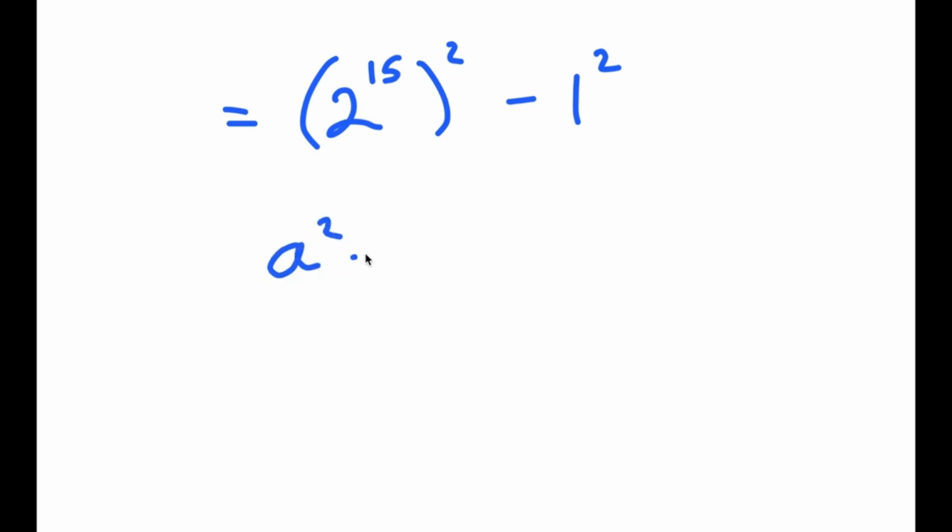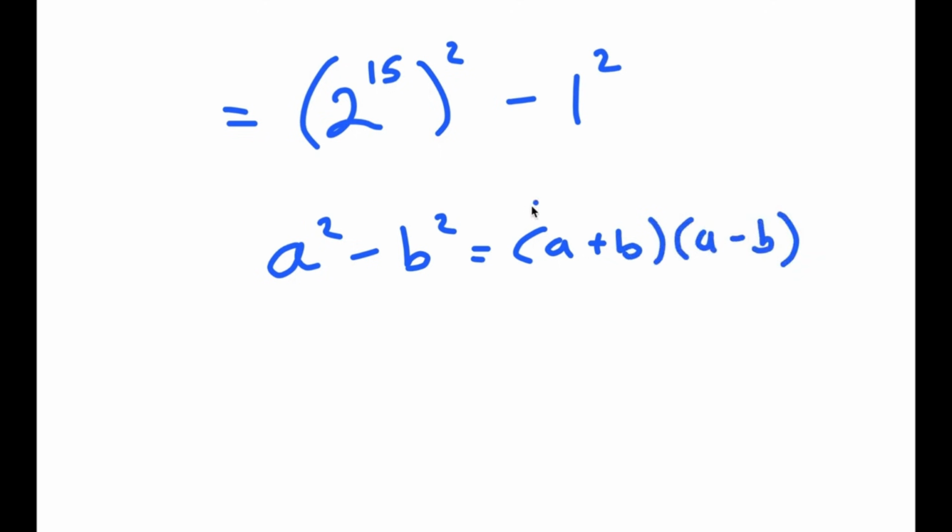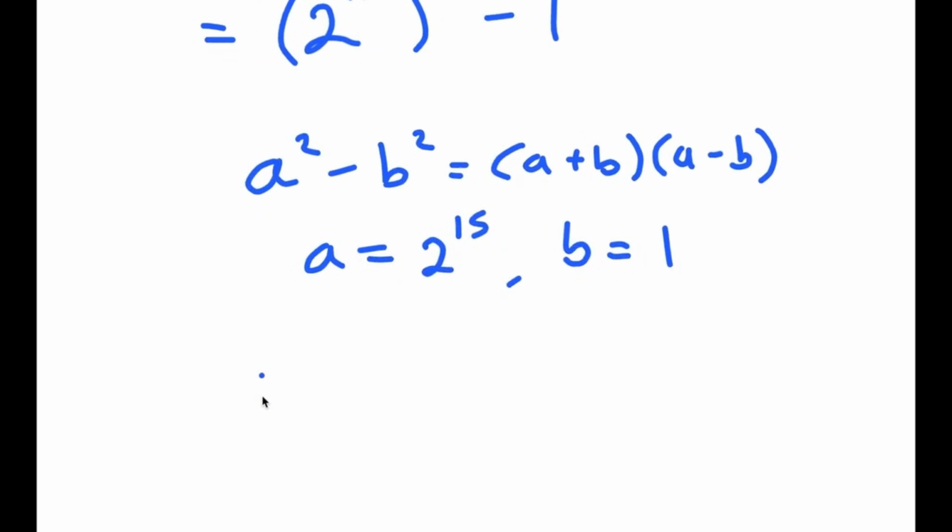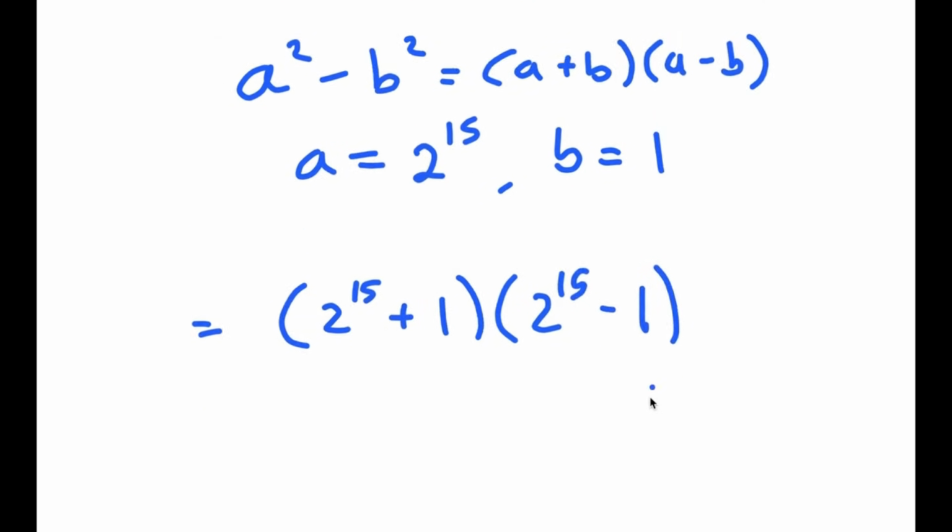Now, if I have something in the form a squared minus b squared, this is equal to a plus b times a minus b. So in this case, a is 2 to the power of 15, and b is 1. So now I have 2 to the power of 15 plus 1 times 2 to the power of 15 minus 1.